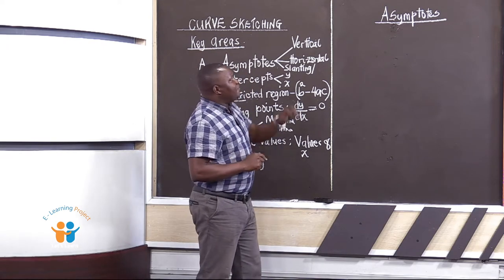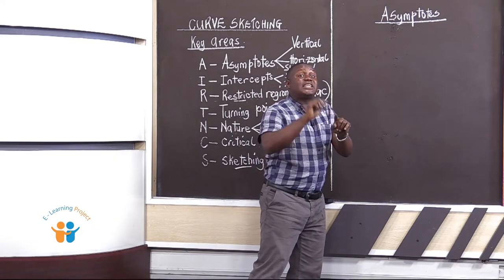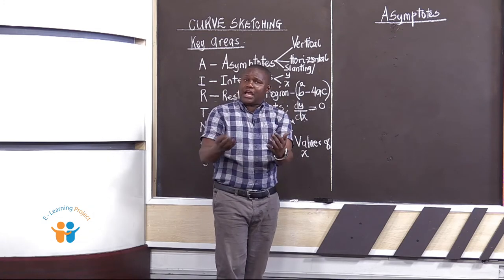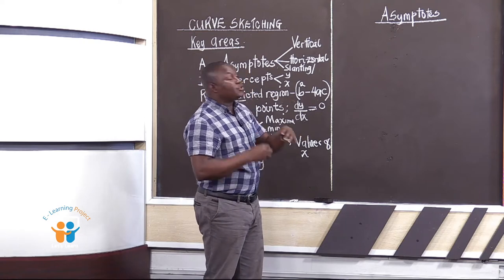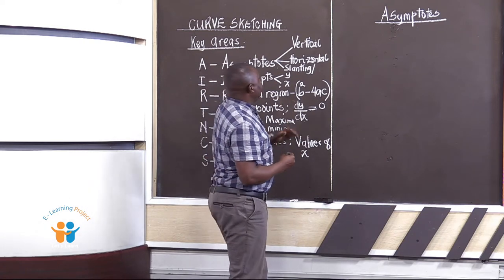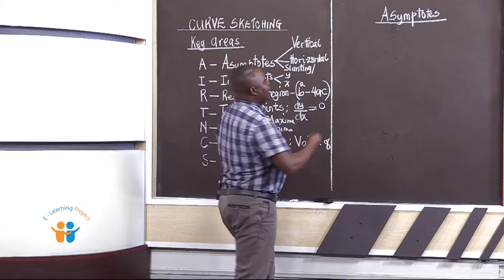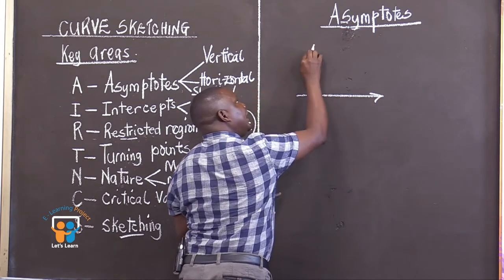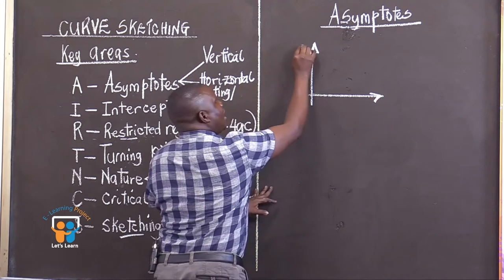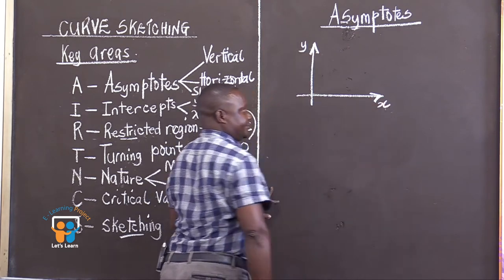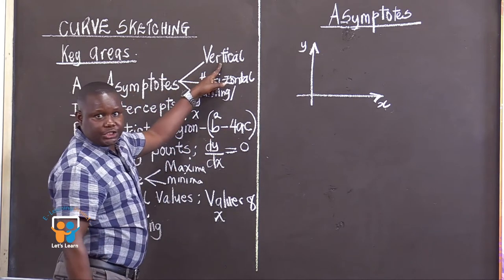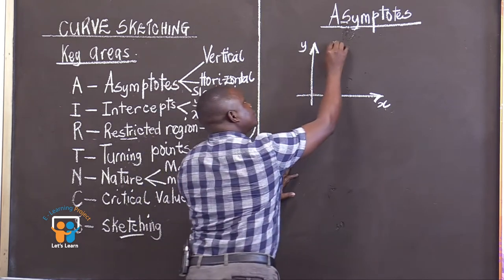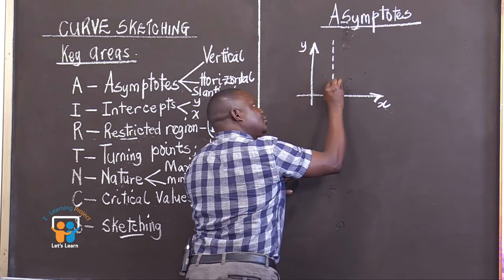And remember, we must understand that an asymptote is drawn as a dotted line. Why? Because asymptotes are special lines. You're going to see as we sketch that the asymptote is going to be so beautiful. Now look here, members. If it's a vertical asymptote, say we have this as our plane, of course, this is our y-axis and this is our x-axis. When we talk about a vertical asymptote, it's going to be drawn using a ruler because it's a straight line. So if it's vertical, it's going to be dotted. Please don't forget that one very well.